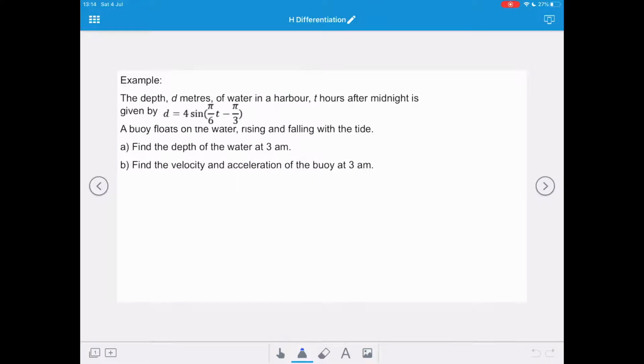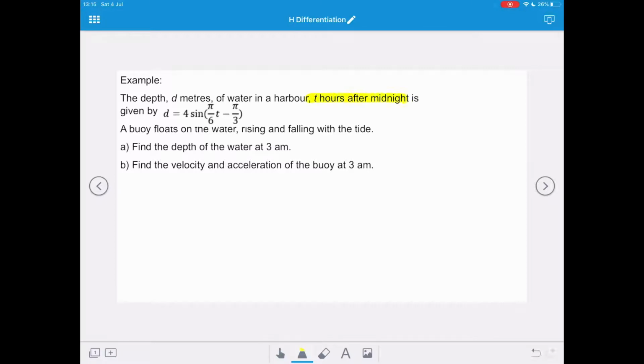So our final example: the depth d meters of water in a harbour t hours after midnight is given by d equals 4 sine of pi over 6t minus pi over 3. A buoy floats on the water, rising and falling with the tide. And in part A, we want to find the depth of the water at 3 a.m. And in part B, we want to find the velocity and acceleration of the buoy at 3 a.m. So this is bringing together our rate of change, our composite functions, and evaluating a derivative.